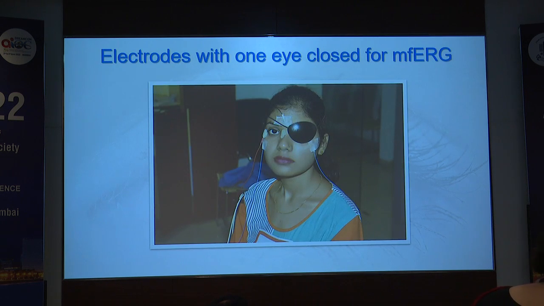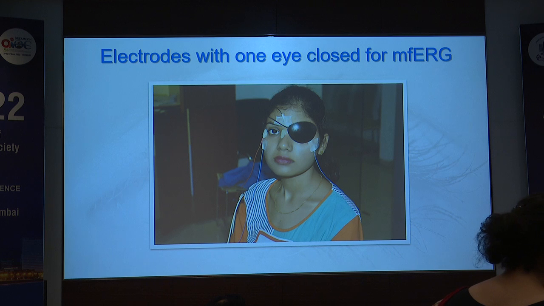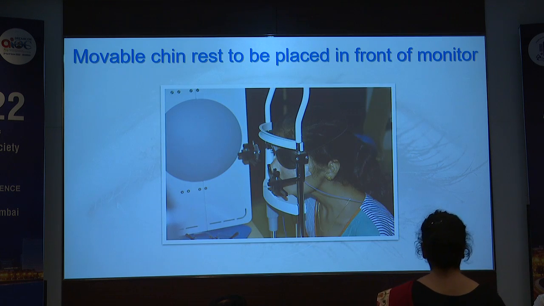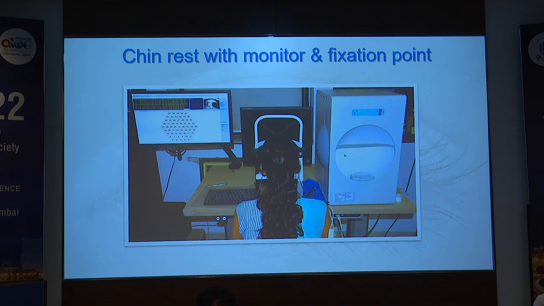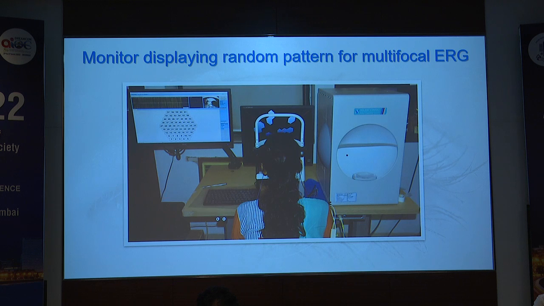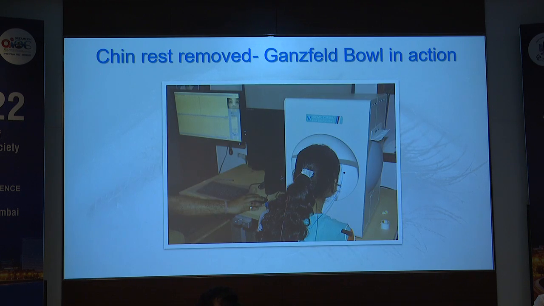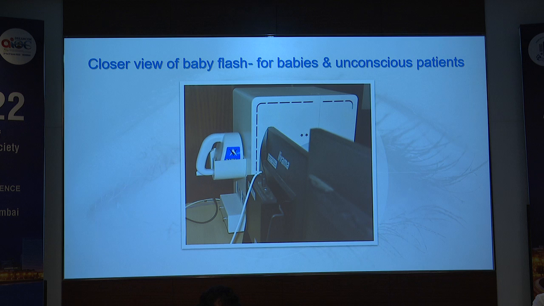Now, for a multifocal ERG, usually we close one eye and then we proceed with the test. The movable chin rest is to be placed in front of the monitor, with the fixation point as shown in the picture. Then the monitor displays a random pattern of the multifocal ERG, which is recorded by the electrodes. Once that test is completed, we can move the patient to the Ganzfeld bowl.